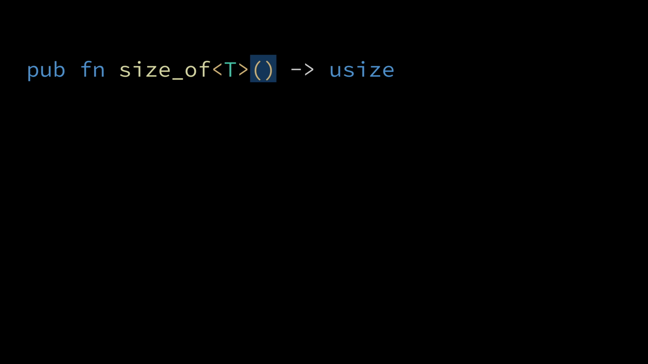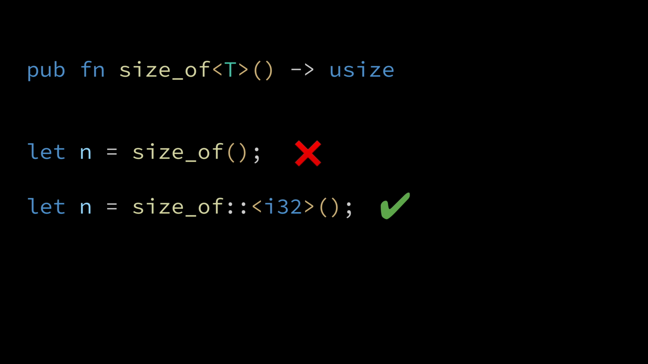sizeOf doesn't take any parameters, so there's nothing to infer the type from. And if you call it without specifying the type, that's an error. The only way to call it is with an explicit type using the turbofish syntax.